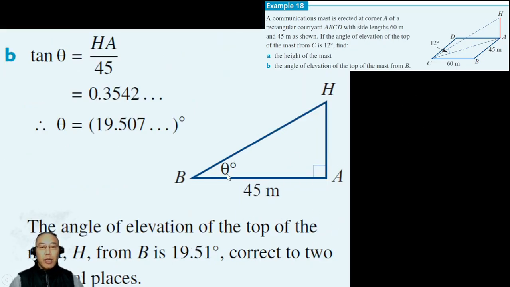And then for part B, we have our triangle BAH. We need to find an angle. We have the bottom part, which is 45 meters, and from before the height is 75 tangent of 12 degrees. We use the tangent expression, so the angle theta is approximately down here. And to answer the question, you write a sentence: the angle of elevation of the top of the mast H from B is 19.71 degrees, correct to 2 decimal places.